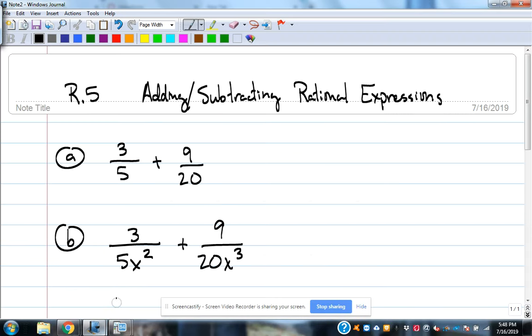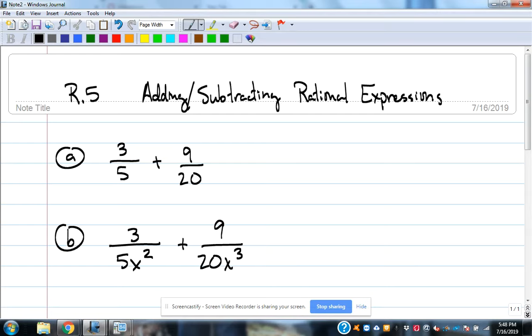Again here, we're going to talk about adding and subtracting rational expressions. This is another part from R5 that we had started on Thursday. It is going to be related to when we go to solve these rational equations. We've got to be able to do some things in order to add or subtract them.